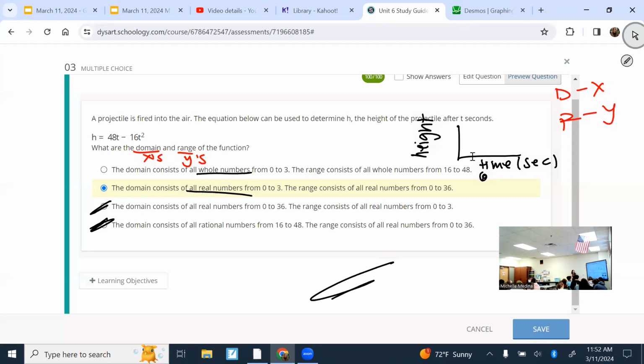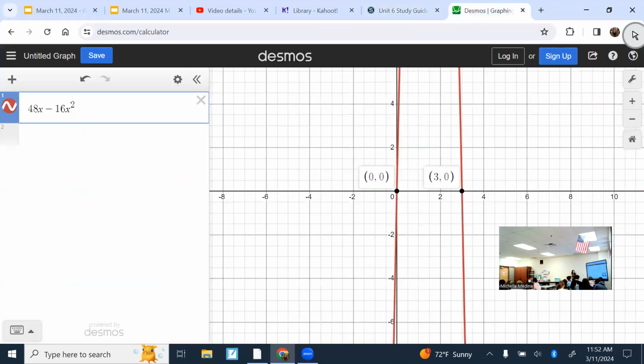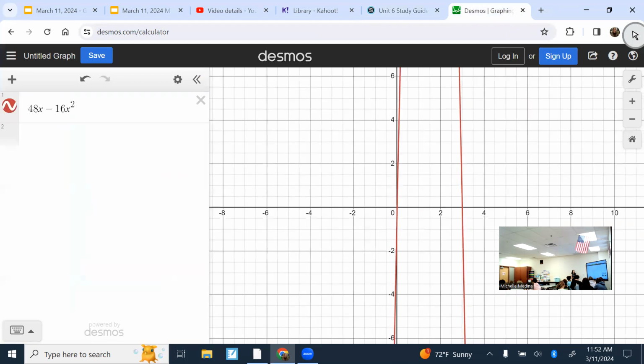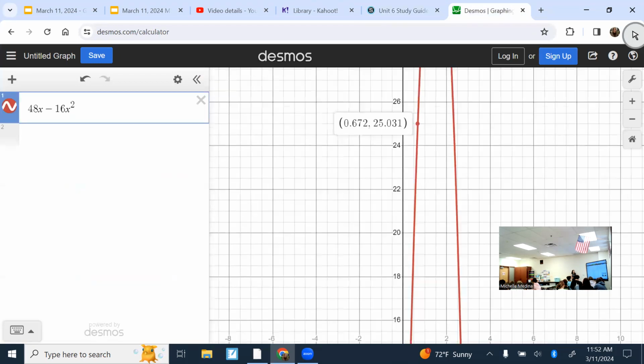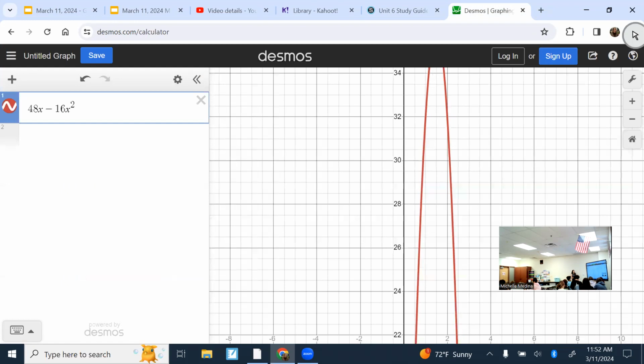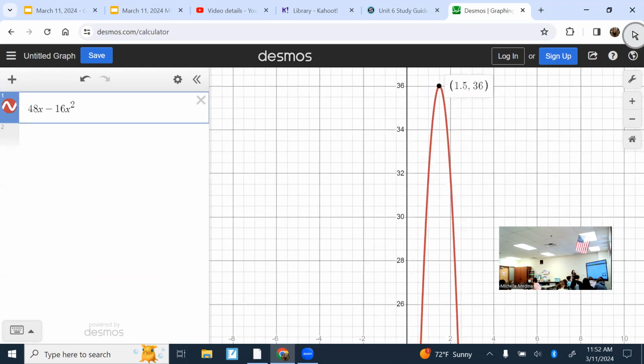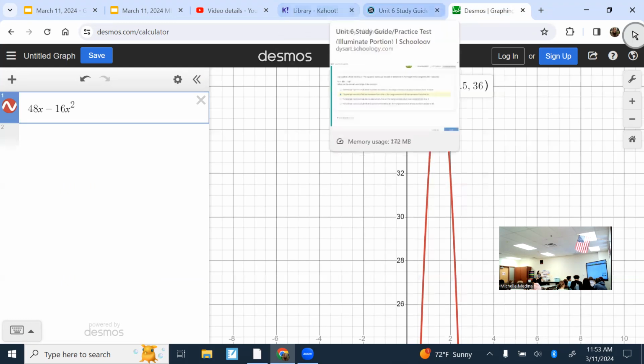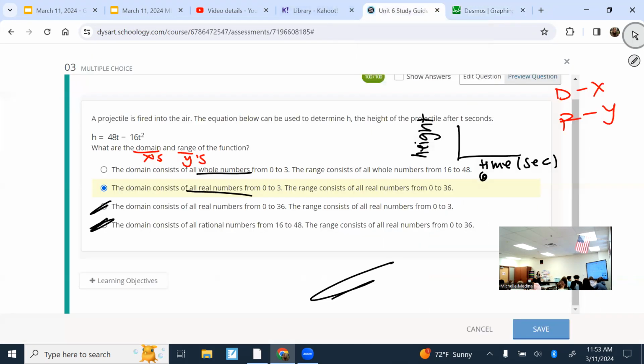The range going from 0 to 36, all real numbers, does make sense. You can't have a negative height. And the highest it does go is 36. It didn't tell me its units, but you could have a decimal of a foot, of a meter. So that does make sense for the range to also be all real numbers, but from 0 to 36. All right, other questions at all?